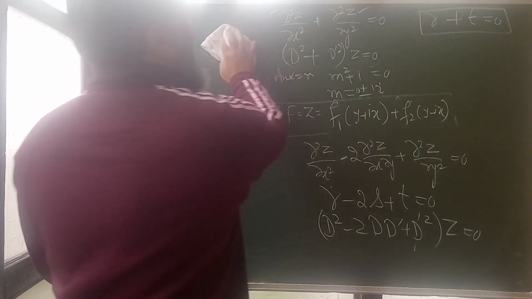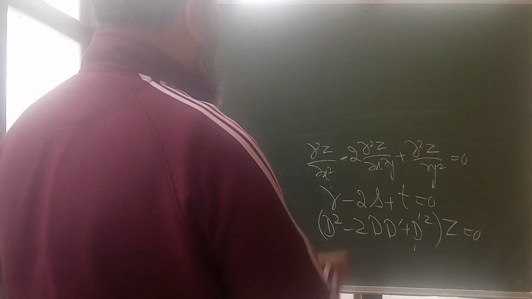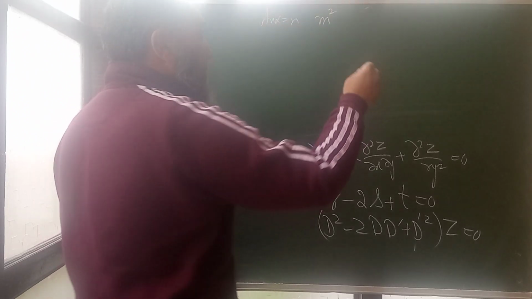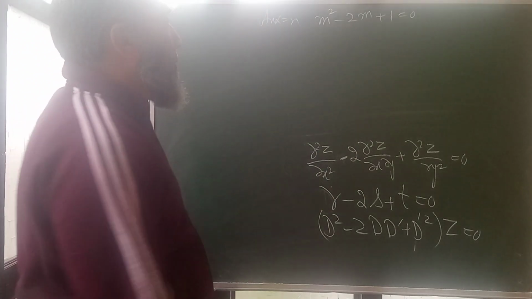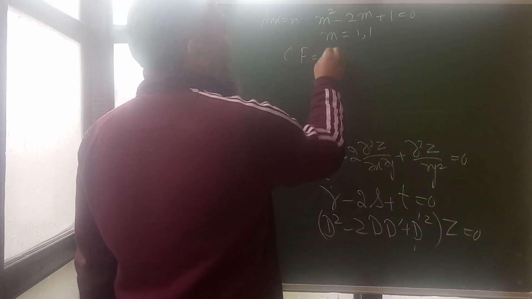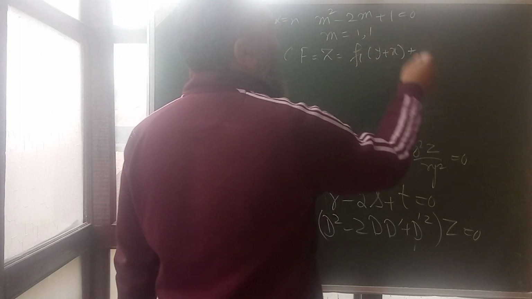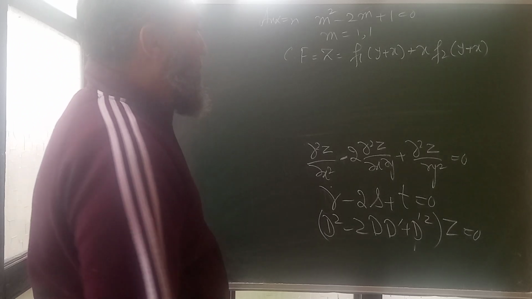So let me write down the auxiliary equation: m square minus 2m plus 1 equal to 0, replacing d by m and d dash by 1. So what are the roots? M equal to 1 and 1. What is the complementary function? Z is function of y plus x, repeated roots, so it is x times function of y plus x. Fine. Another question.